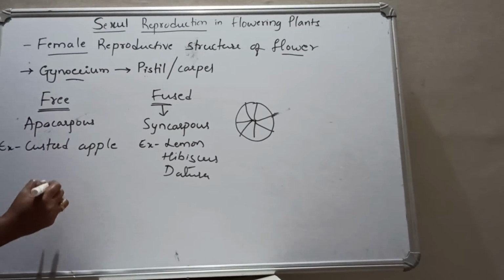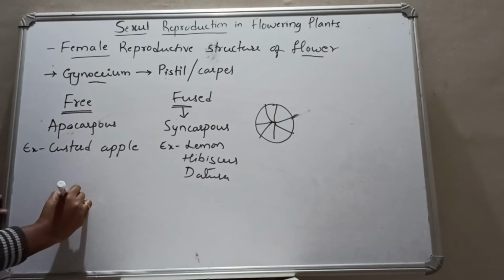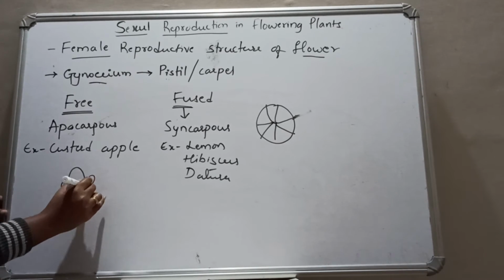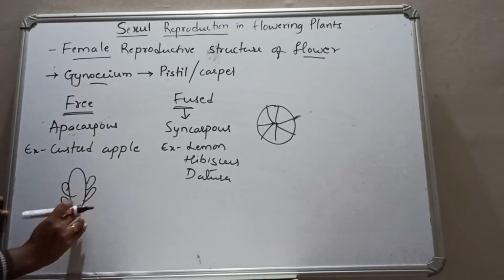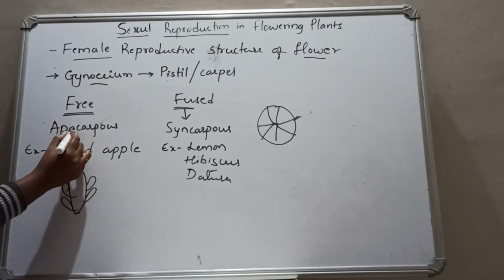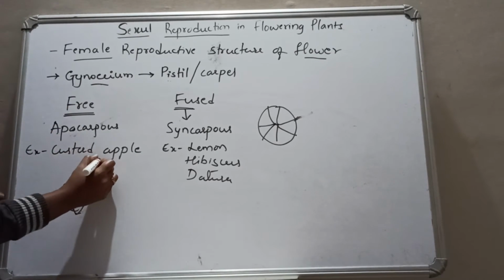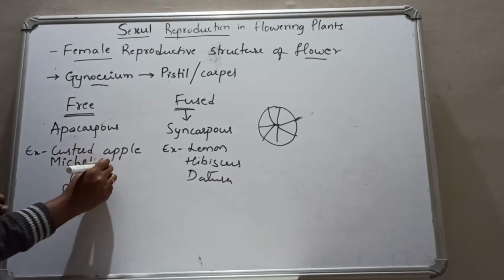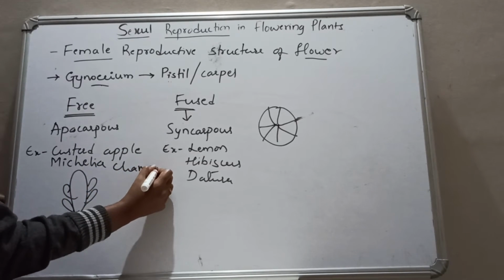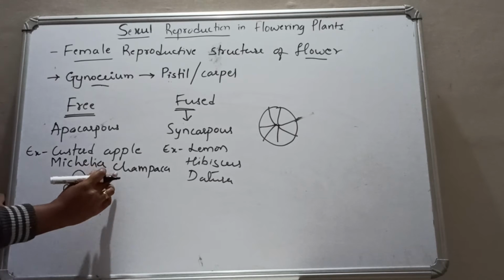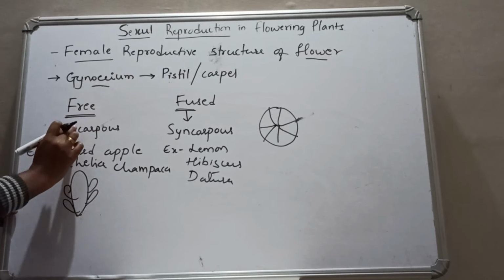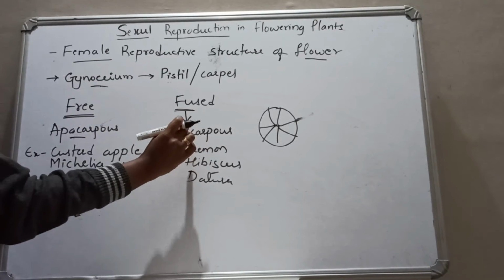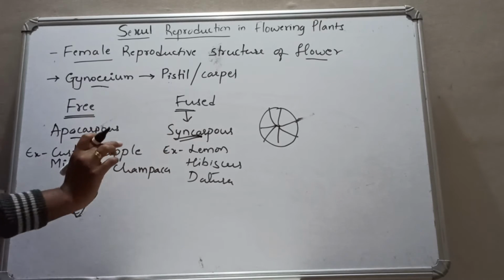If the carpels are free, that is called apocarpous. Here is the gynoecium part and these are the carpels, and these carpels can be separated from one another. Those carpels are called apocarpous. For example, custard apple. One more example here, Michelia champaca, which is sampige hoovu. These carpels are free, meaning apocarpous. If the carpels are fused, they are called syncarpous.